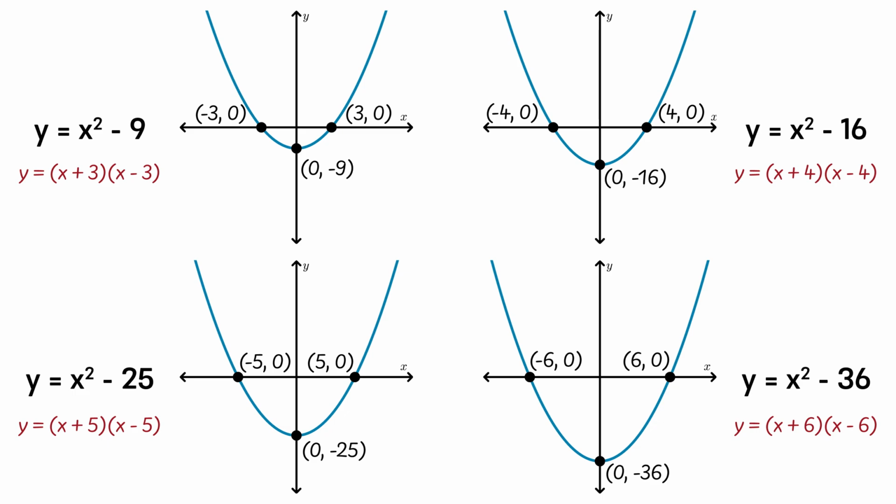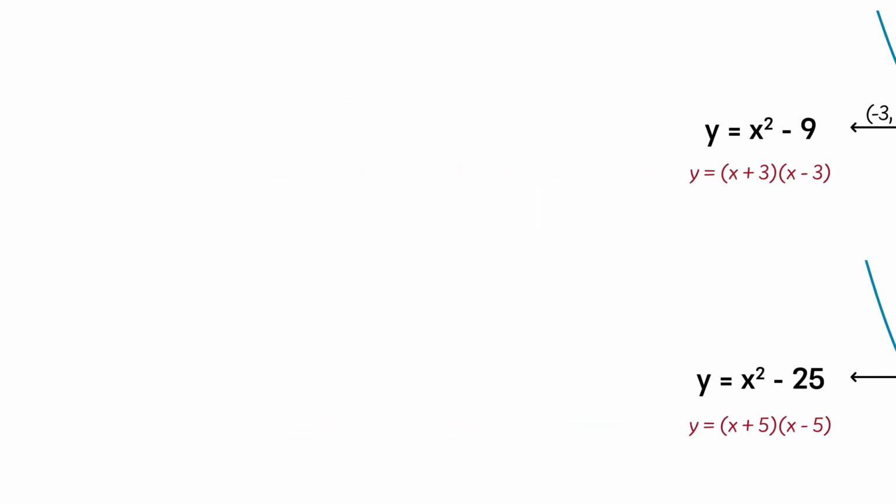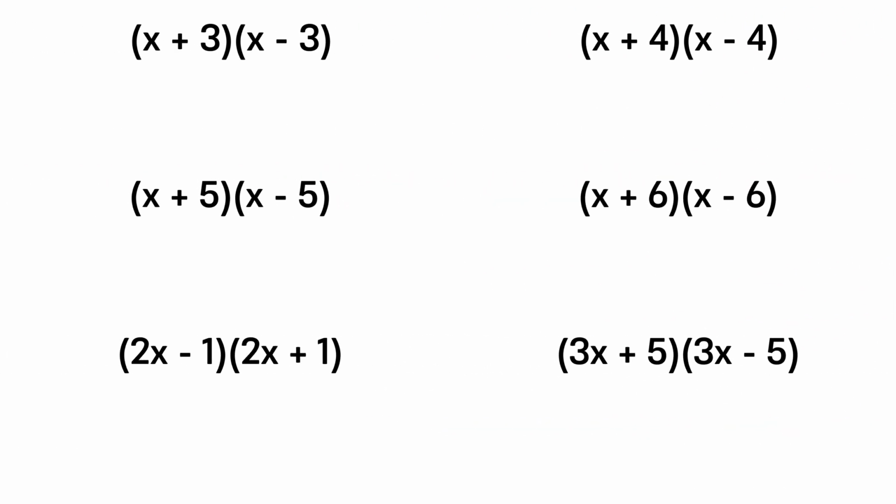Did you notice all the equations have the same number in each set of parentheses, and it's the square root of the original number at the end of the original equations? In addition, notice how each equation has a plus in one set of parentheses and a minus in the other. We'll talk more about this in a moment, but let's move on to actually multiply the binomials in these equations along with a few others.